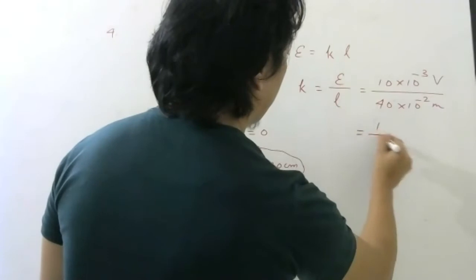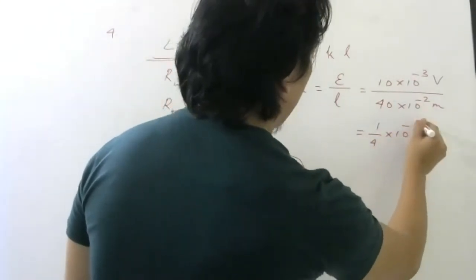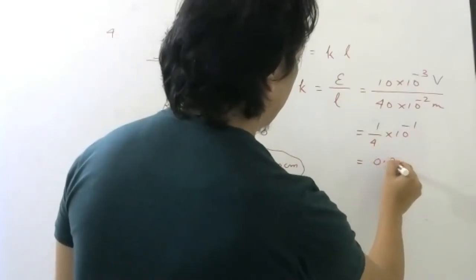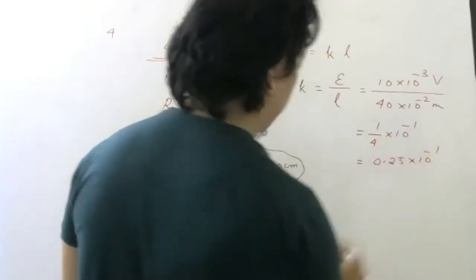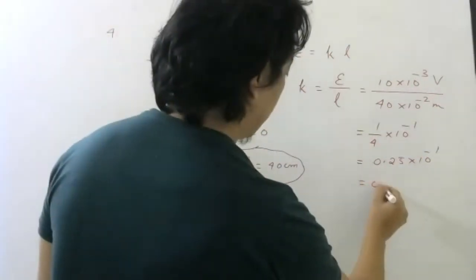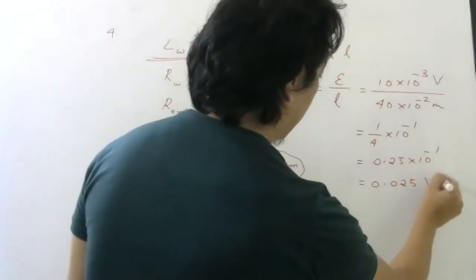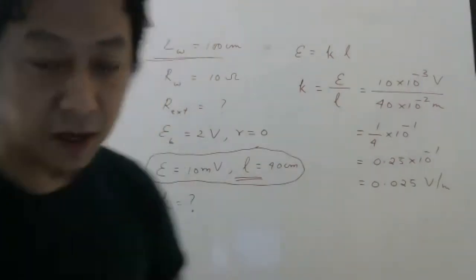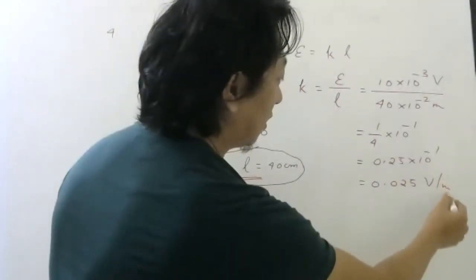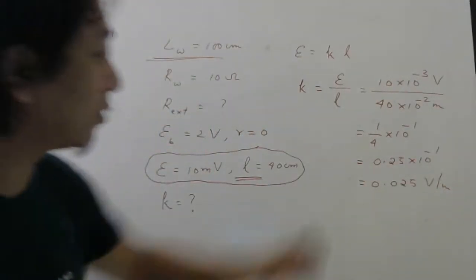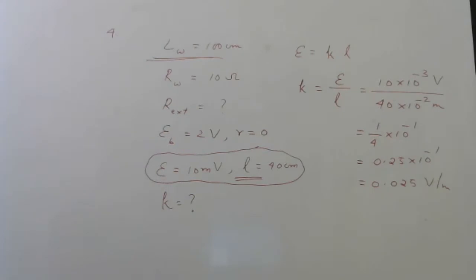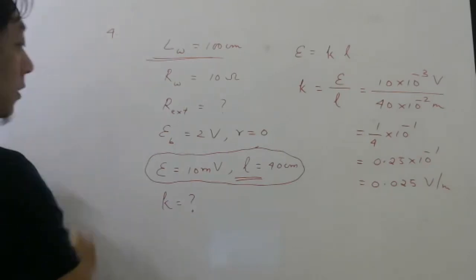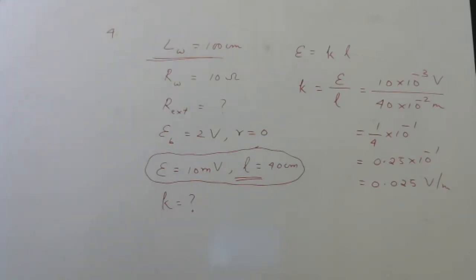So that will be 1 by 4 into 10 power minus 1. 1 by 4 will be how much? 0.25 into 10 power minus 1, right? That is 0.025 volt per meter, which can also be written in volt per centimeter. If you convert meter to centimeter you multiply by 100. Oh, it will become smaller actually. So check whether it is correct or not once. Is it correct? Check once, all of you.